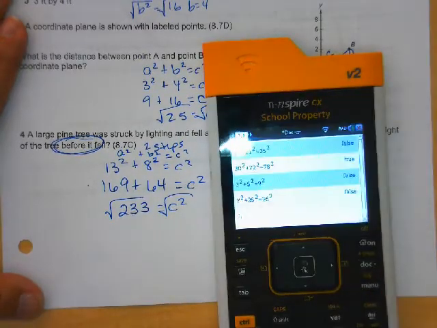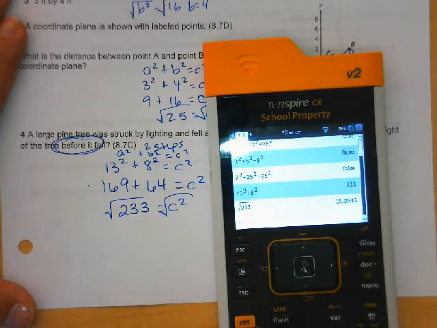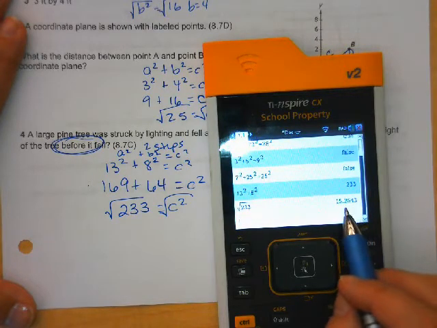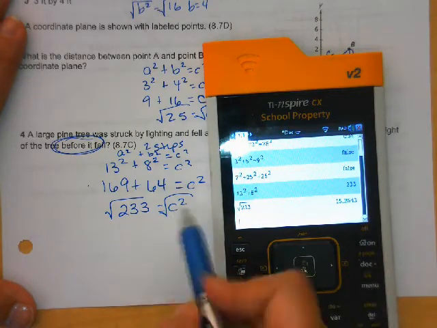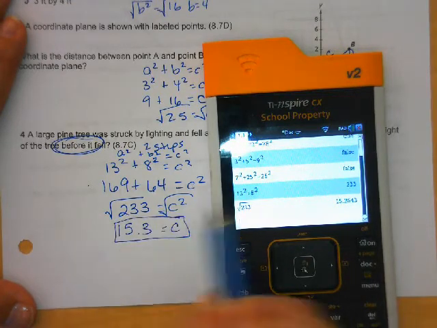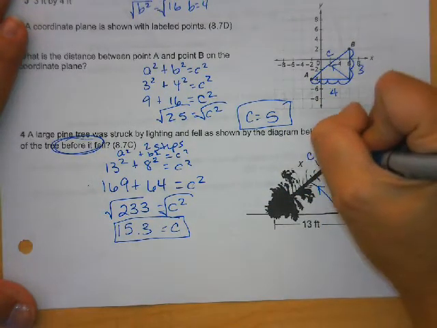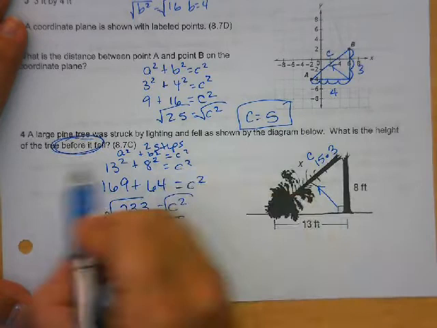I can check my work here. I can say 13 squared plus 8 squared is in fact 233. Control squared to get my square root, 233. Remember, we're going to round to the nearest tenth. So this is 15.26. Means C is going to be 15.3, but that is not our answer. That is just C. So if this is 15.3, what was it before it fell?